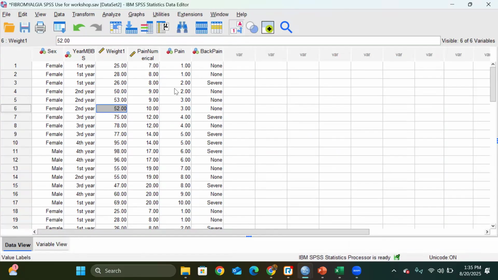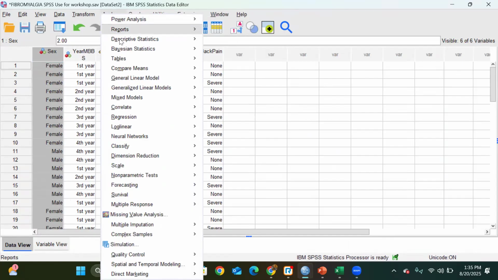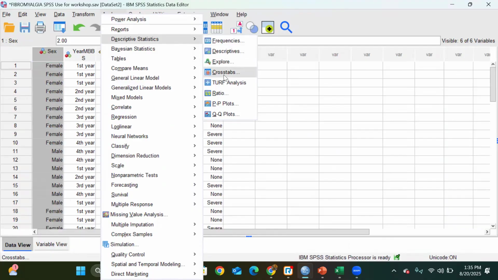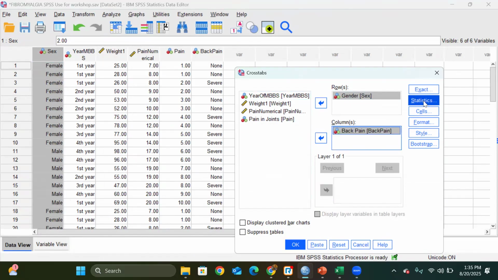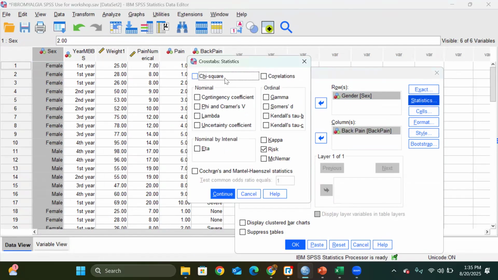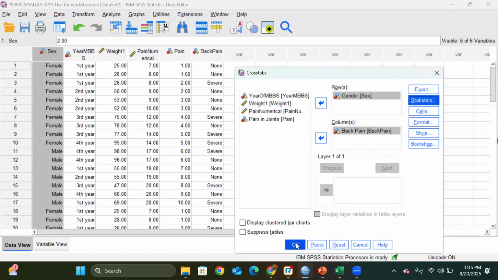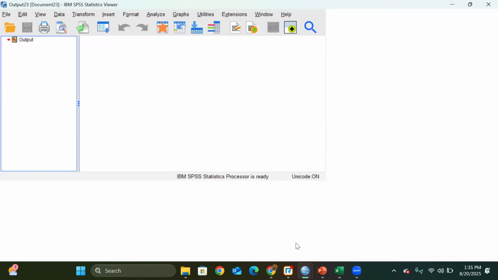Okay, so for the odds ratio, we have to make sure that there are 2 and 2 groups. So I have made this group that is back pain, and I want to check the relation between gender and back pain. I will go into Analyze, Descriptive Stats, Cross Tabs, gender and back pain. Then I will go into Statistics. I will choose the relative risk instead of the chi-square. Chi-square is a different test. Then I will press OK.